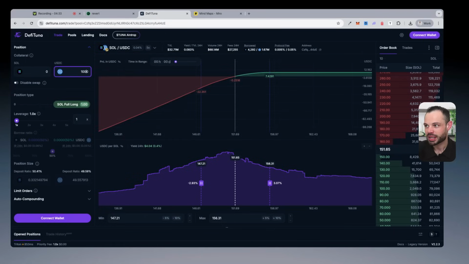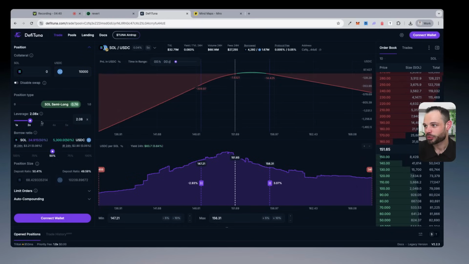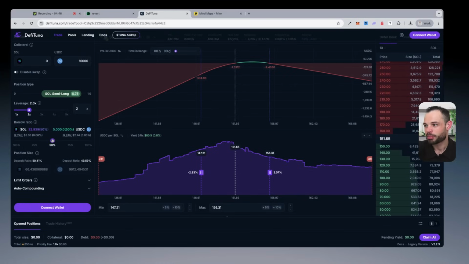Let's say we wanted to put $10,000 into this specific pool. You can then actually increase the leverage accordingly. For example, we could use 2x leverage on this particular position. In DeFi Tuna, you then have to determine the borrow ratio, and you must borrow in one or both of the underlying assets in the pool.